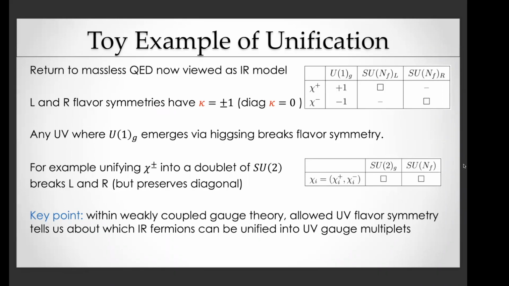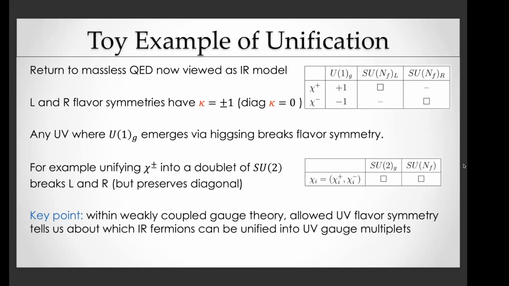Okay. So now we're trying to ask, in this toy model, could we find some non-abelian gauge theory where this U1 is some piece of the non-abelian gauge group, and say chi plus and chi minus are in separate multiplets, maintaining their separate flavor symmetry, one acting on chi plus, the other acting on chi minus. That's the thing that is excluded by this.